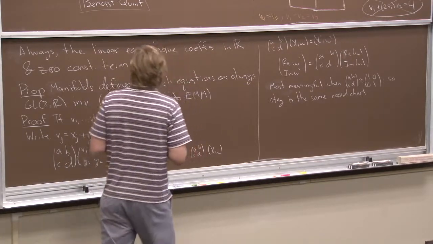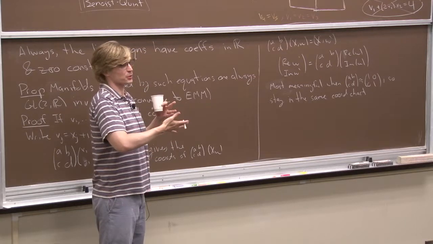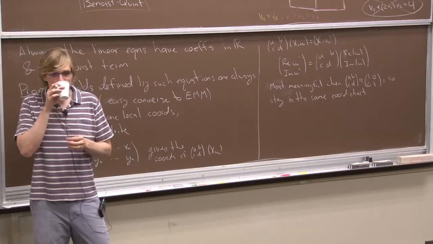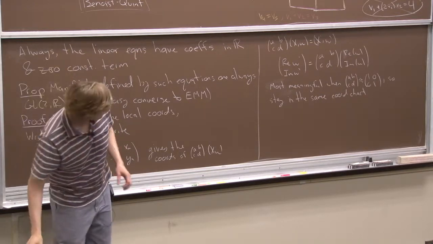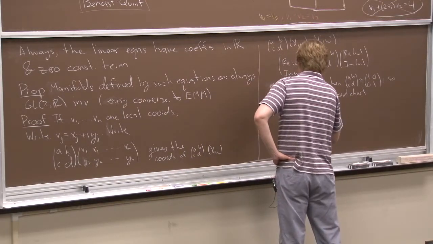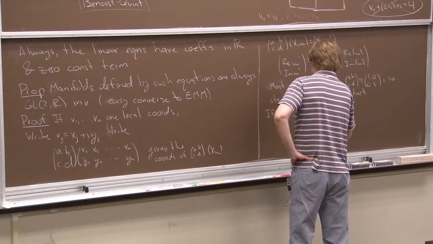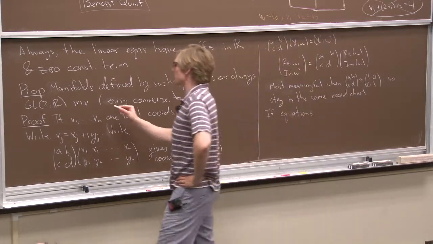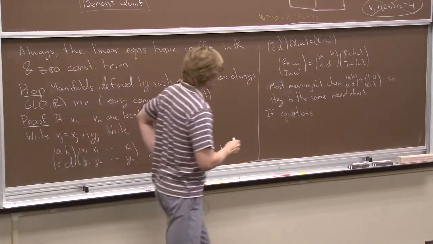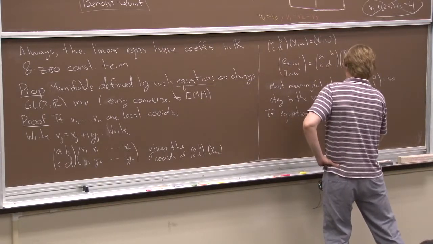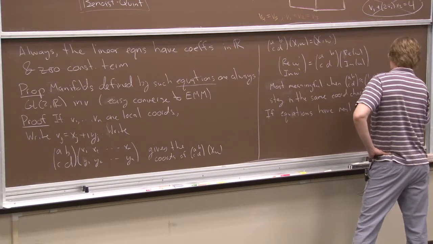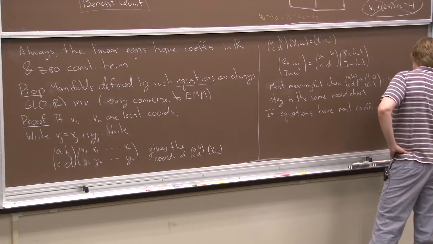But to show you a GL2R invariant, it actually suffices to show you're invariant under small matrices. And there's some general topology thing you can do. Okay, so if the equations, by which I mean the equations defining the manifold, have real coefficients and zero constant term.